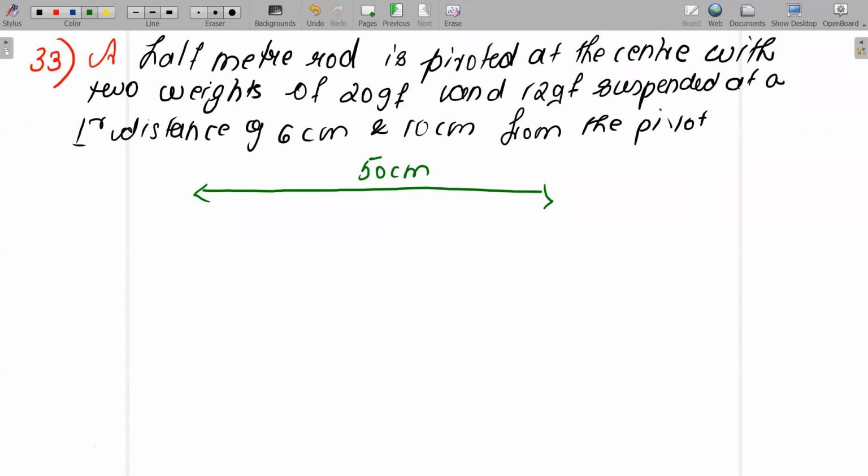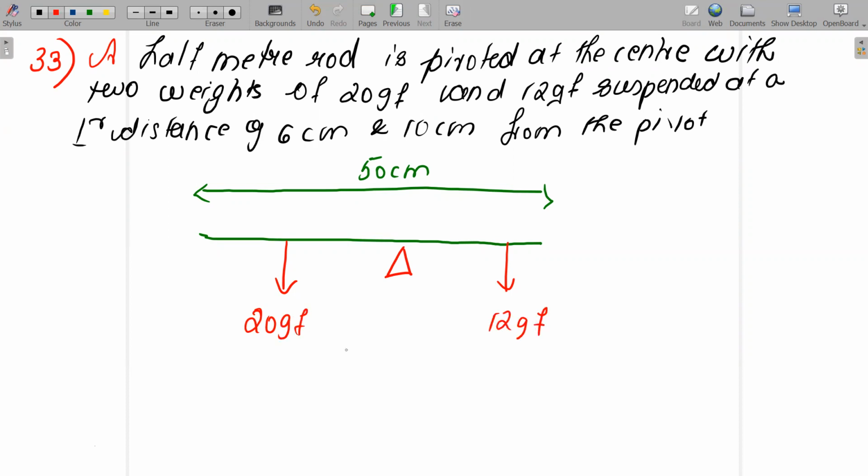Yes, listen. It's downward. This also downward. This is nothing but 20 gf, 12 gf. So this distance is nothing but 6 centimeter, and this distance is nothing but 10 centimeters.